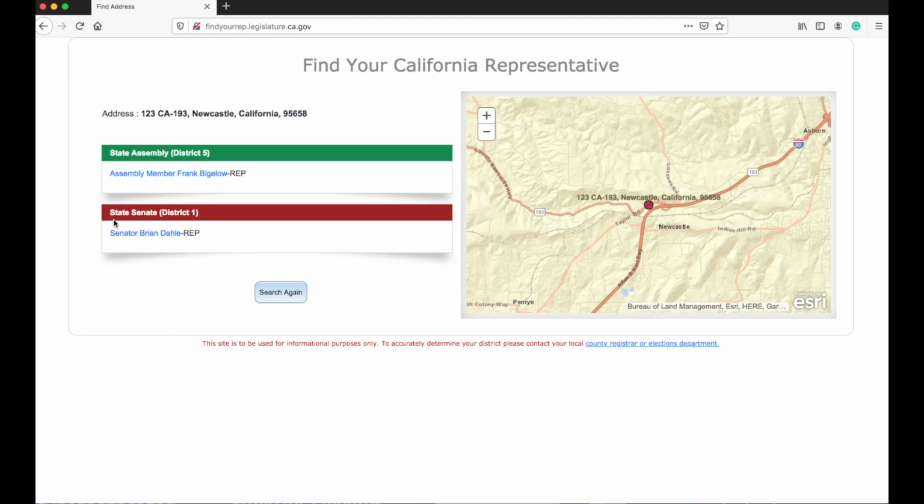Now, their districts aren't exactly lined up. Obviously, the Senate districts are larger, but they don't just take two assembly districts and throw them together and make one larger Senate district. They're completely different lines. So there are 80 assembly members, 80 assembly districts, and there are 40 state senators and 40 Senate districts. So if you look at your area, when you type in your address, you'll be able to see who your state assembly member is and your state senator. Everybody has one of each.